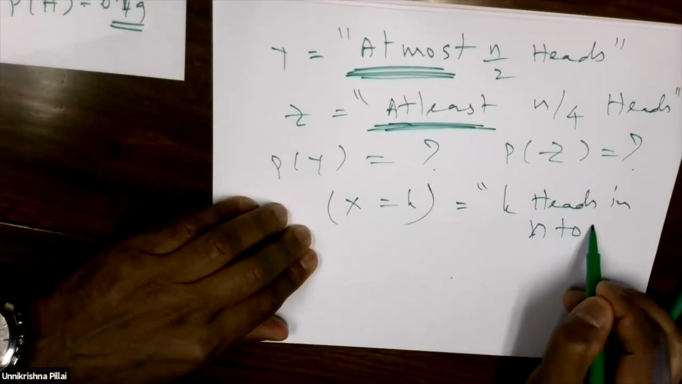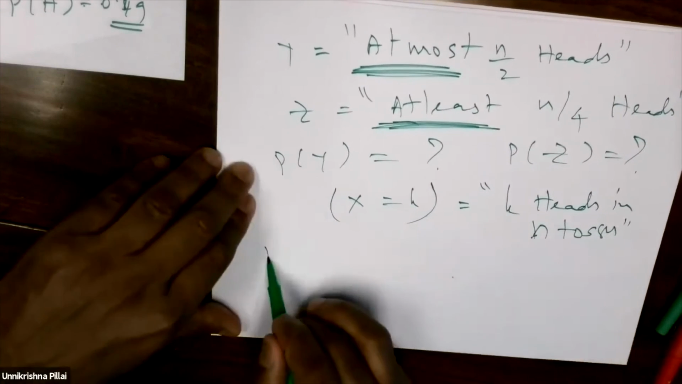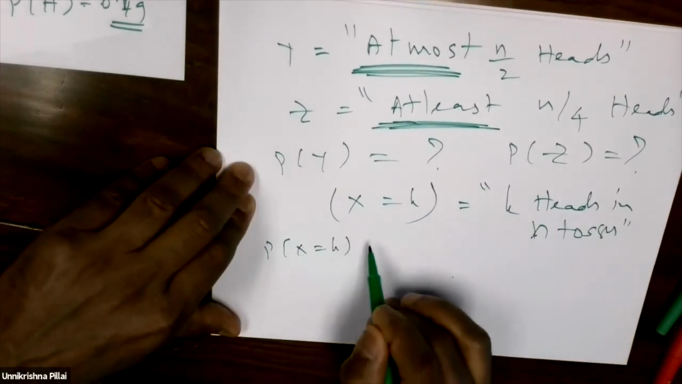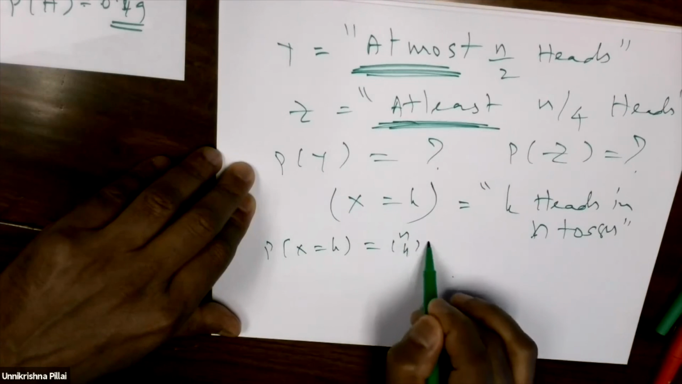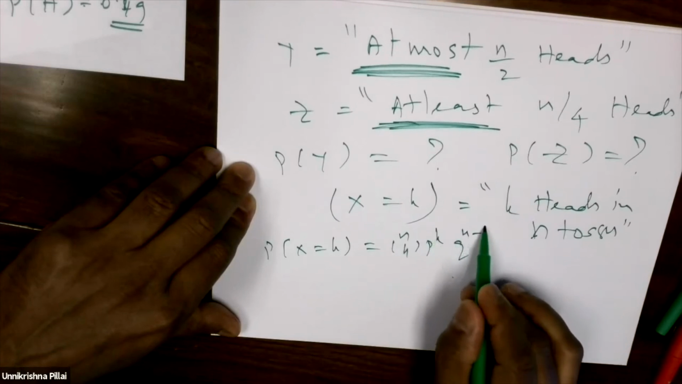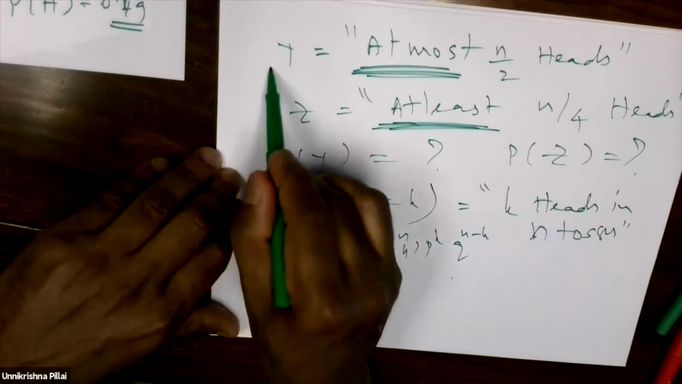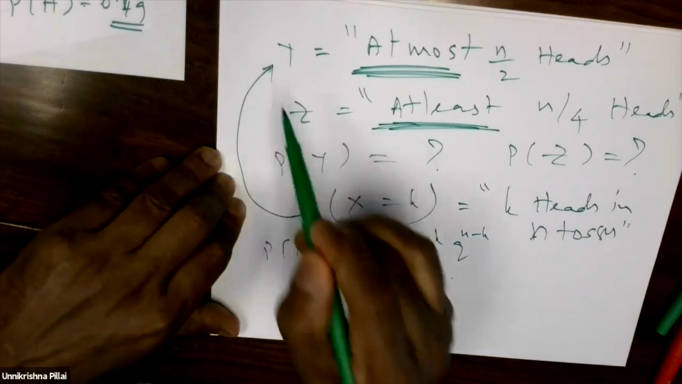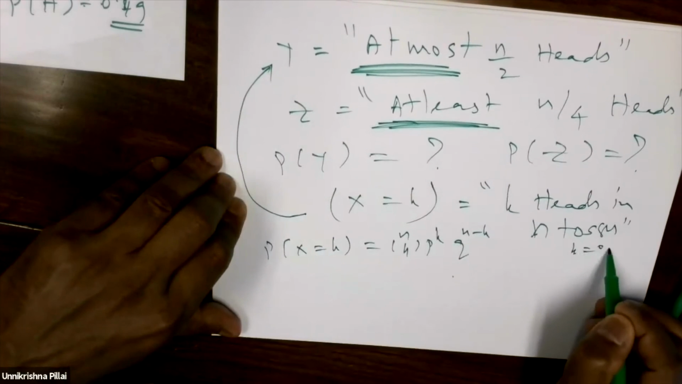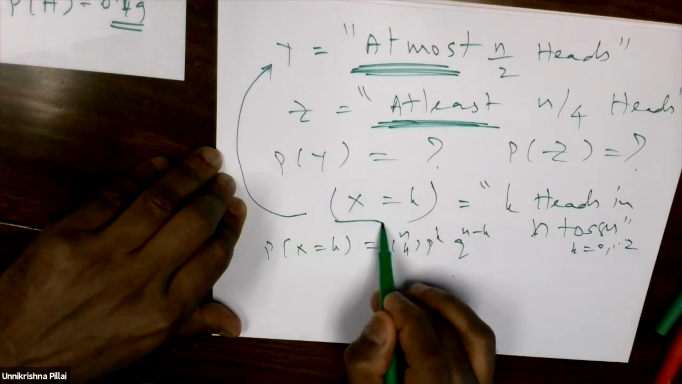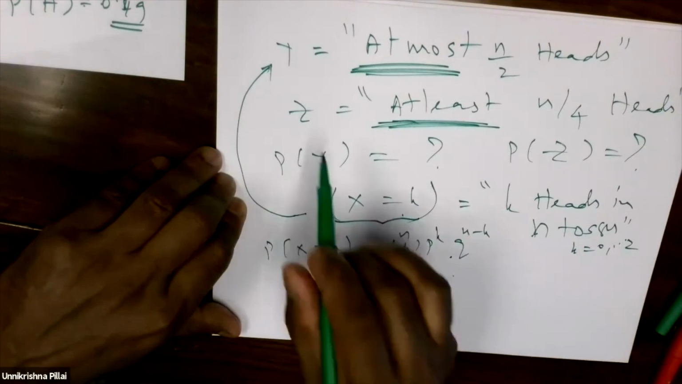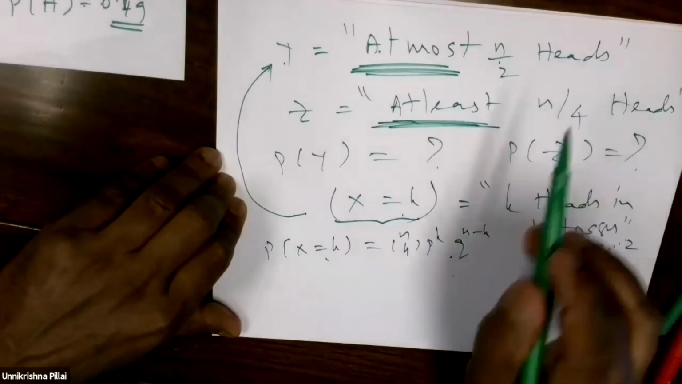So we know about the probability of x equal to k. Of course, we studied that the probability of x equal to k is n choose k, p to the power k, q to the power n minus k. k goes from 0, 1, 2, 3, etc., to n. We know this event and we know the probability. Y is defined as at most n by 2 heads.